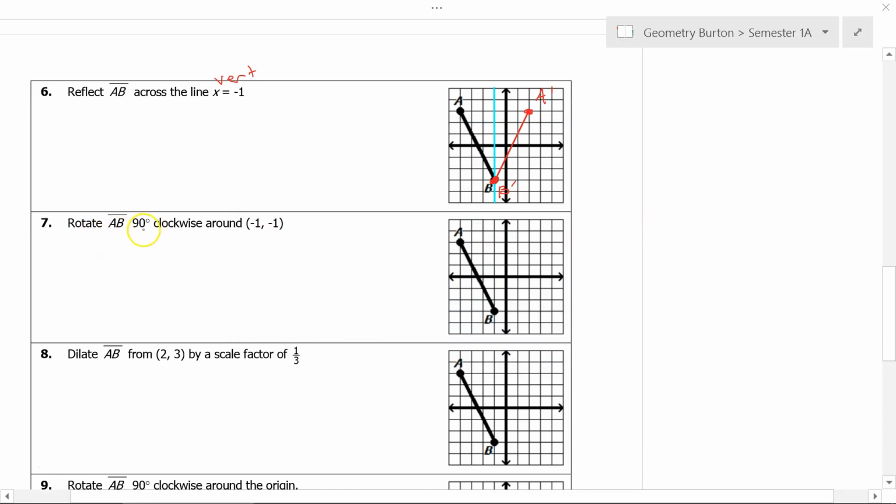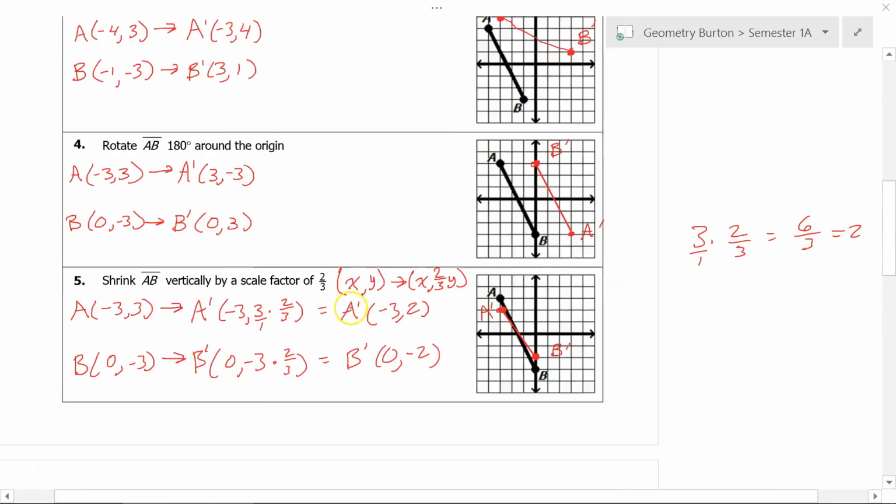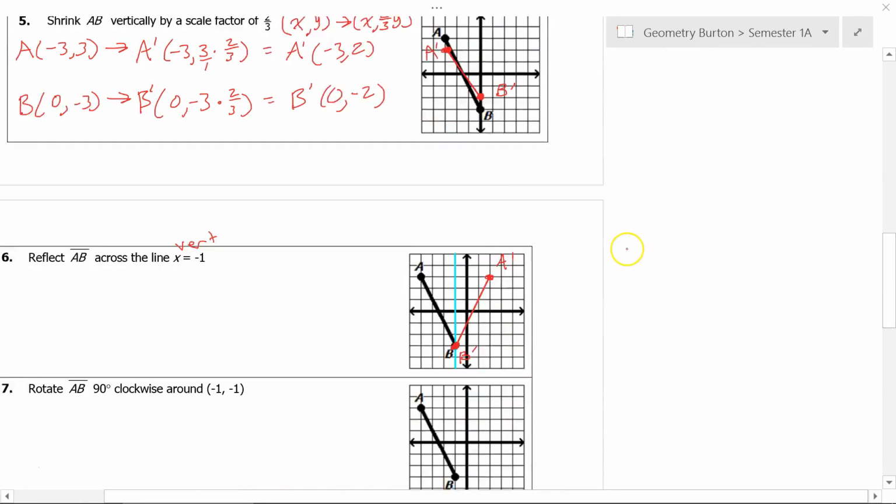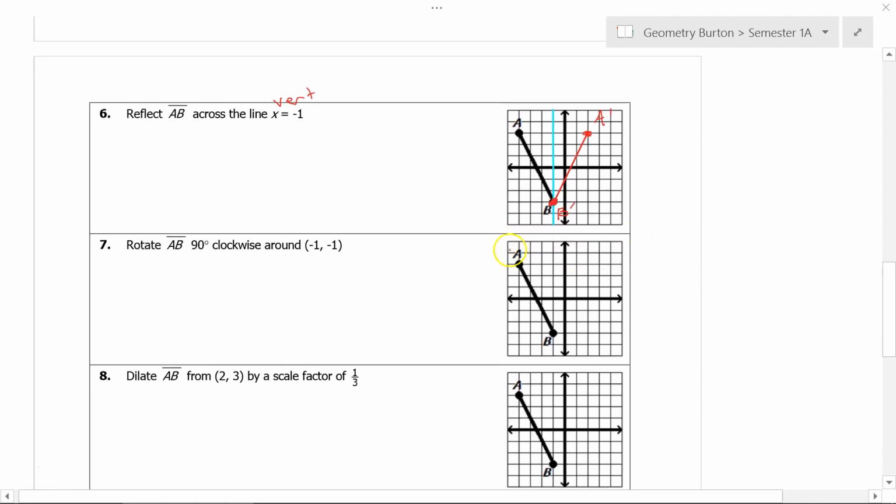Okay, rotate 90 degrees clockwise around the point -1, -1. So I cannot just use my rules that we memorized, 90 degrees clockwise, that's y opposite of x, because this is just for the origin. And we're supposed to rotate around the point -1, -1. So I'm going to use a strategy called move to the origin and back, so that I can use the rule. Okay, so here's how you move to the origin and back.